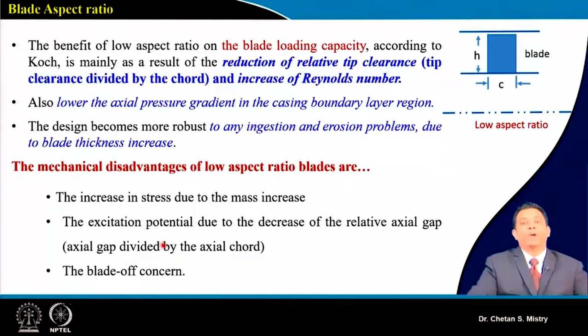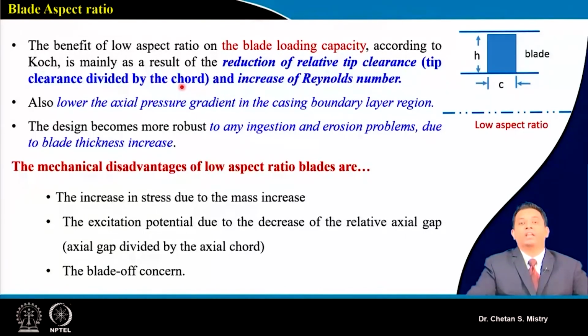What it says is that when we have a low aspect ratio blade, it will have higher blade loading. According to Koch, suppose this is representing my low aspect ratio blade. The tip clearance, which we define in terms of T by H, is a function of the height of the blade. So the tip clearance by chord will come out lower in that case.